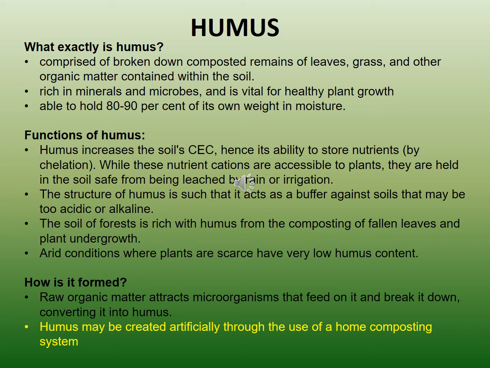And humus is able to hold about 80 to 90% of its own weight in moisture. So when you have thick, rich, dark humus in your soil, it's like a sponge, and that's really healthy for the soil, for the microbes, for the plants, etc.